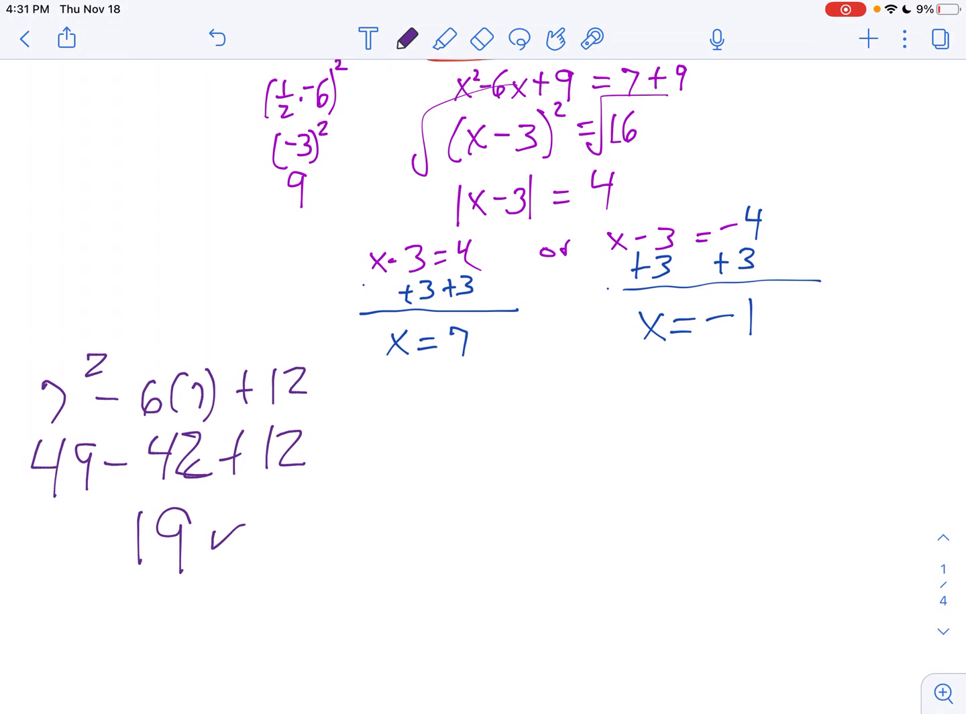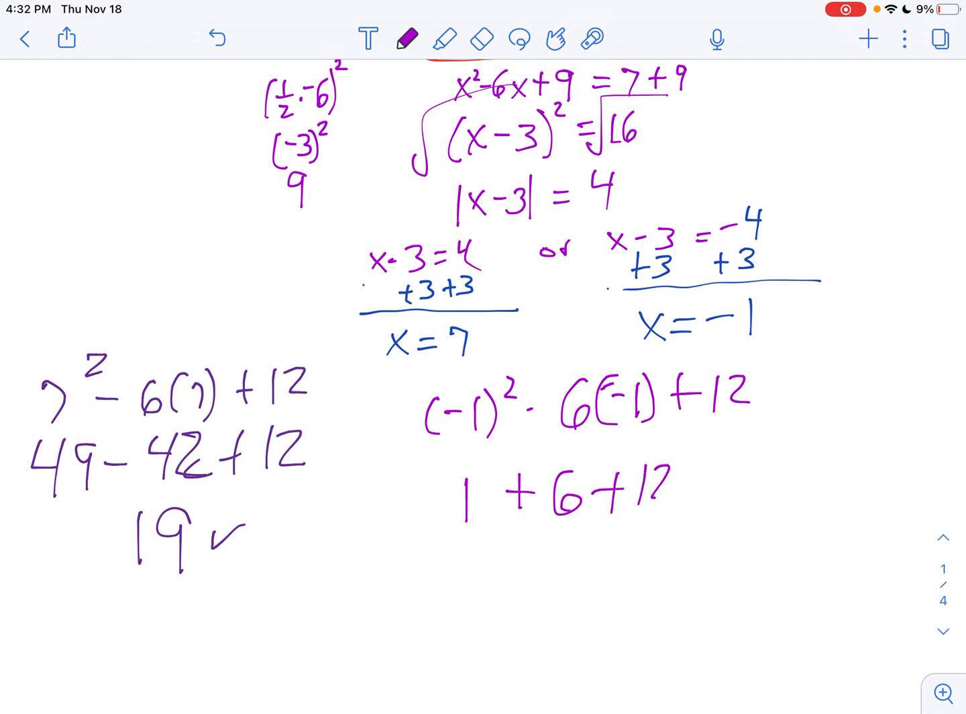It checks, doesn't it? Let's check it with negative 1. So I'm going to say, is negative 1 squared minus 6 times negative 1 plus 12? Do I get 19 also? Well, negative 1 squared is 1. A negative times a negative is a positive, so I go 1 plus 6 plus 12. 1 plus 6 is 7. 7 plus 12 is 19. It checks. There you have it.